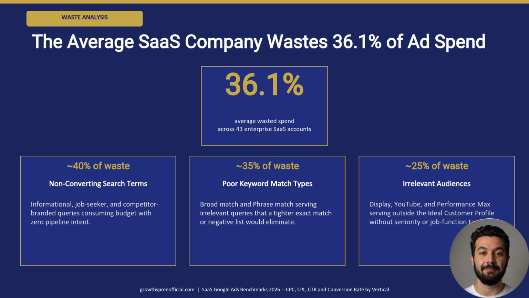Across 43 enterprise SaaS accounts, the average waste rate was 36.1%. Where is it going? About 40% from non-converting search terms, 35% from poor match type choices, and 25% from irrelevant audiences. The fix for all three: weekly search term reviews, 200 or more negative keywords, and tightly controlled audience targeting.